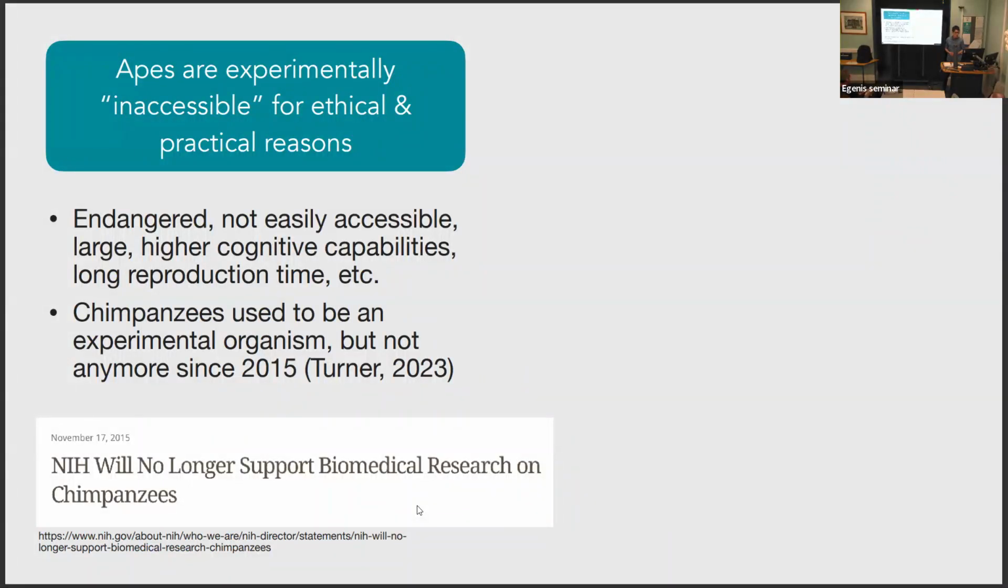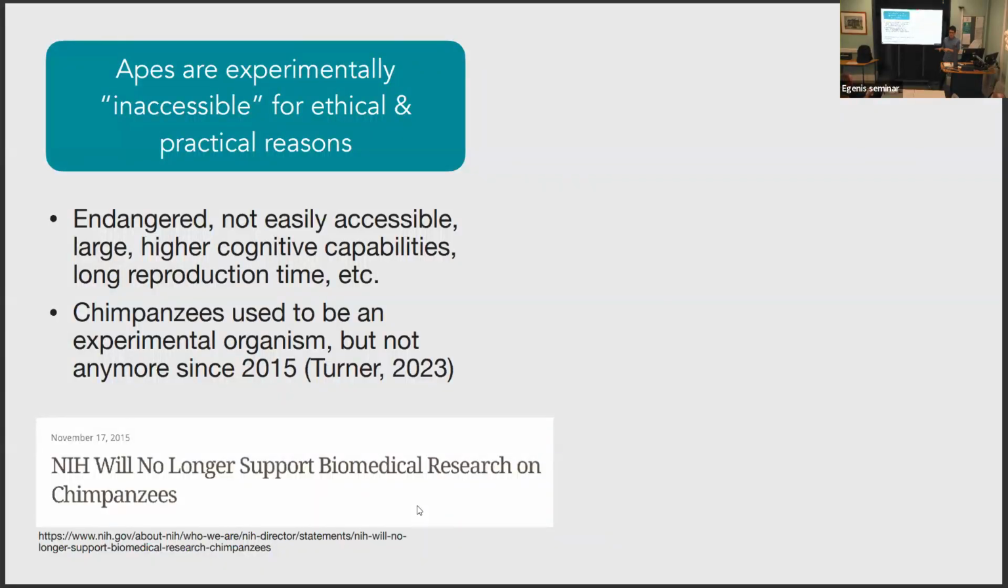Only chimpanzees used to be an experimental organism in biomedical research, for example, HIV research in many countries, a few decades ago. But since around early 2000, in many countries, the trend has been increasing to stop using chimpanzees in biomedical research. And in 2015, NIH announced they would no longer support biomedical research on chimpanzees. And as far as I know, since then, in all countries, chimpanzees are no longer used for biomedical experimentation.